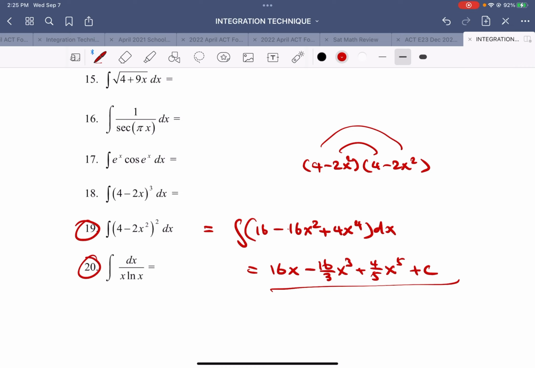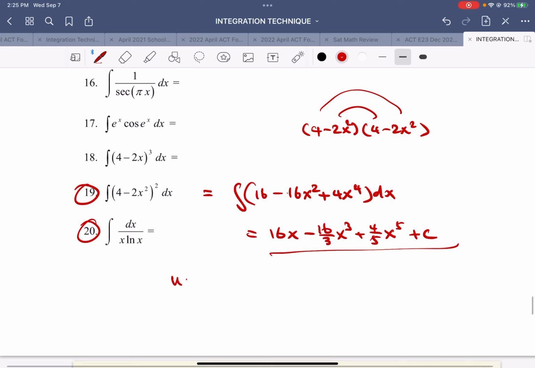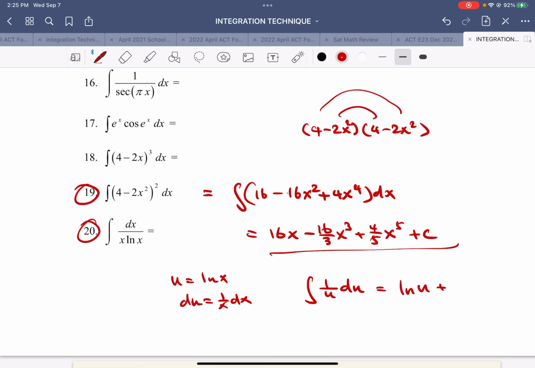And the last one, let's do 20. So let's say u equals ln x. Then du equals 1 over x dx. Okay, and then the integral of 1 over u du. So ln of absolute value of u plus c. u was ln x, right? So ln of absolute value of ln x. Make sure you put parentheses and also the absolute value sign there, plus c. So that will be your final answer.